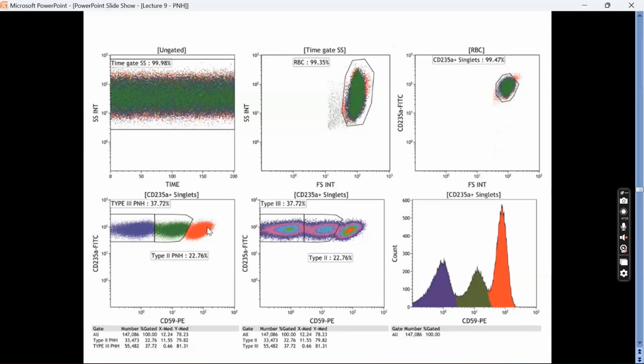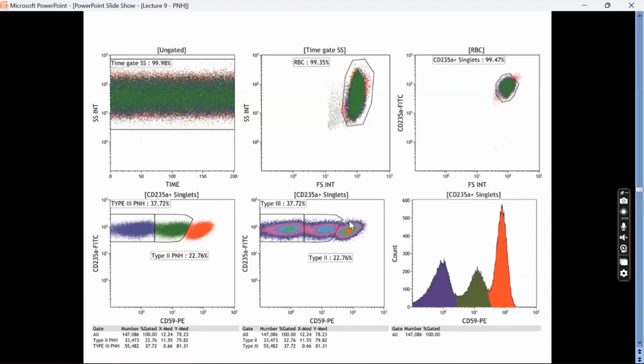The control will obviously show you only type 1 cells because they show normal expression of CD59. So you will get only this peak and only this population. You draw this one and label that as type 1 cells. Then you take the same sample, but now you don't add any antibody like CD55 or 59. Since you have not stained the cells, the entire population will come in this area. Correct? Now you draw a gate for that and label it as type 3 cells.